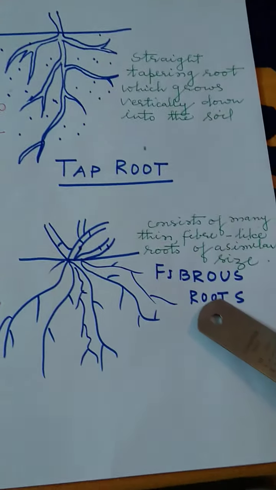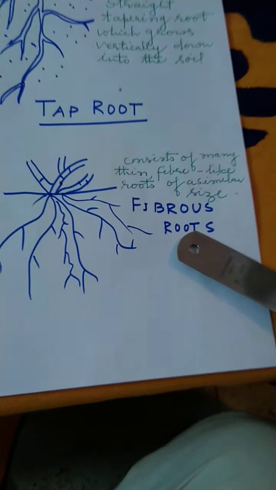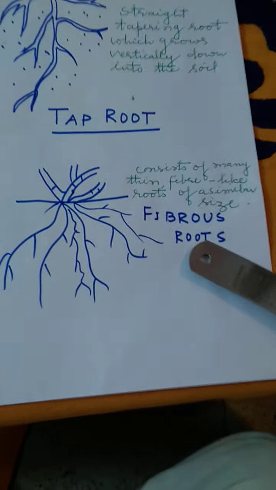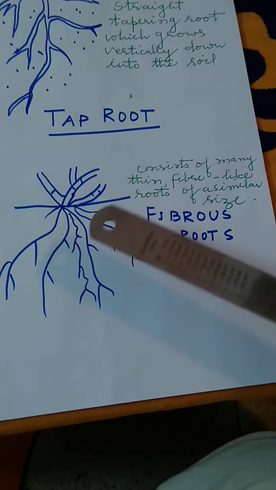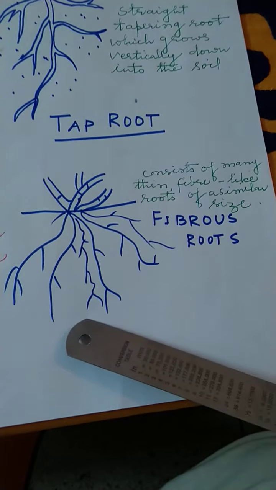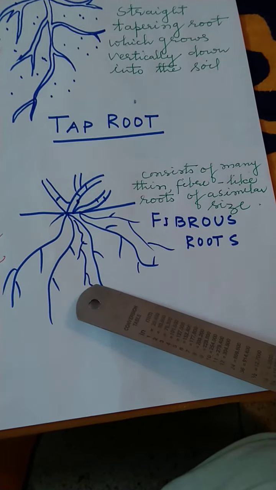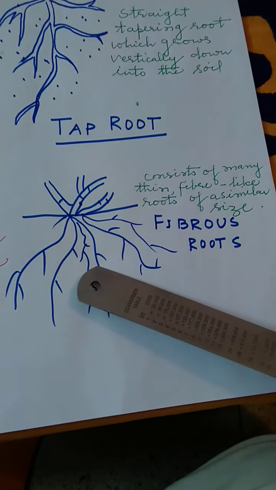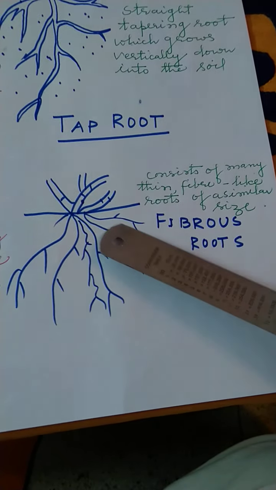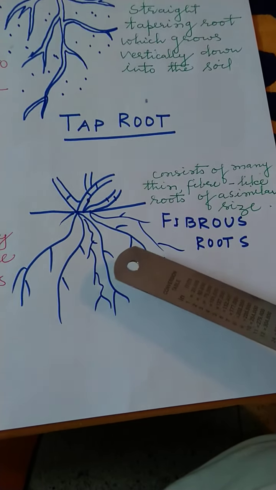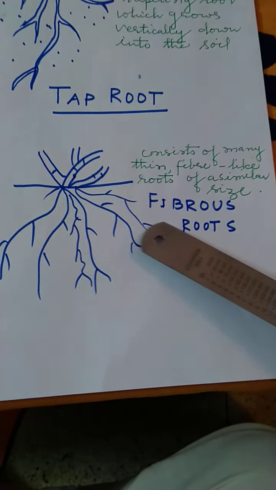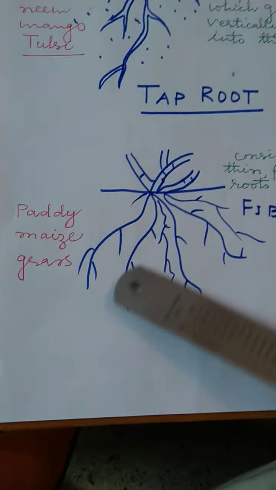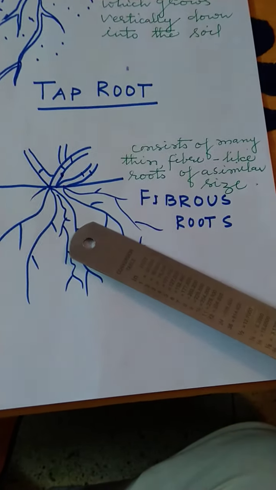Now come to fibrous roots. Some plants do not have a main root like the tap root. They have a bunch of similar roots called fibrous roots. The fibrous roots consist of many thin fiber-like roots of similar size. The fibrous roots spread out in the soil and give firm support to the plant.